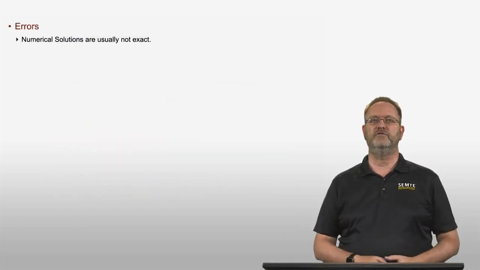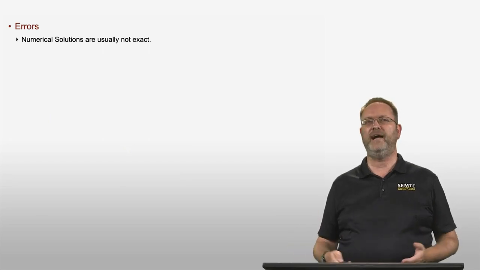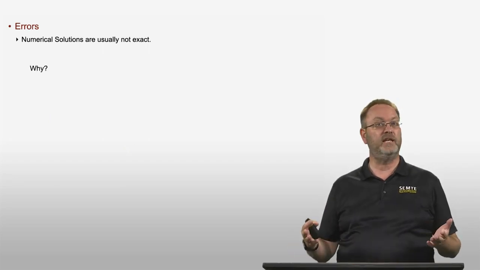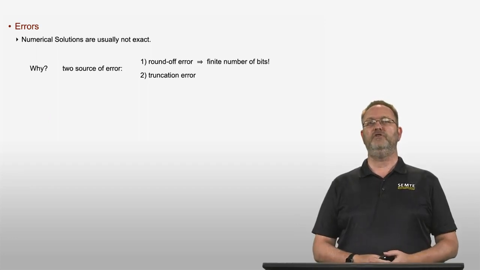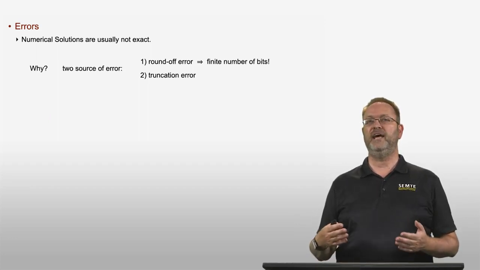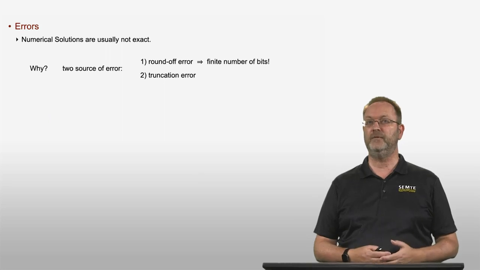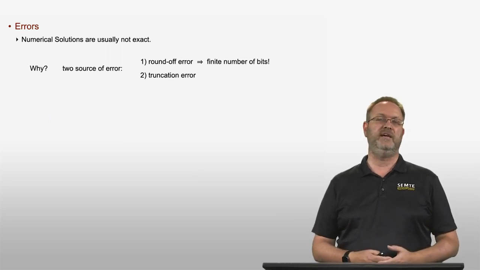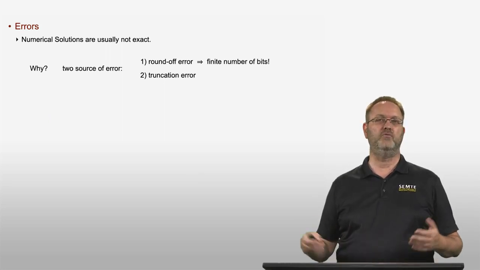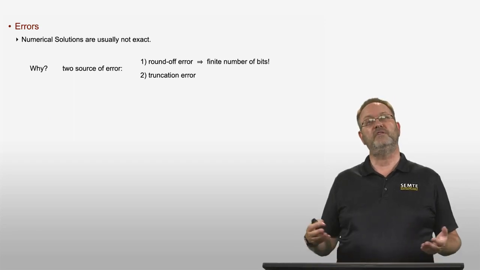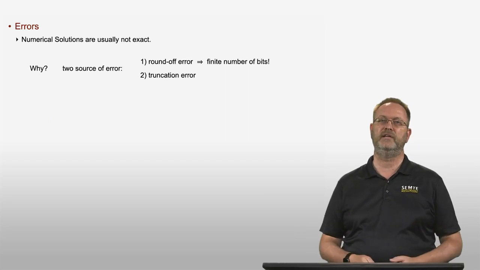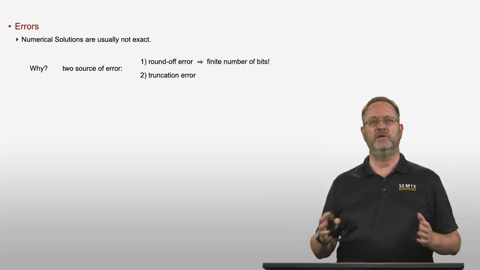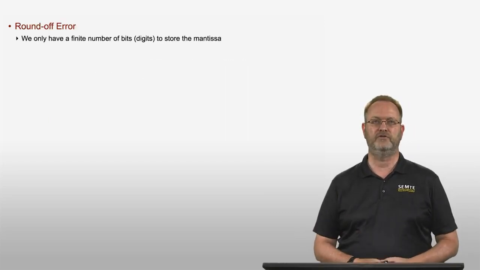Usually our numerical solutions are not exact. Why is that? Well, there's predominantly two sources of errors in our numerical methods. The first one is due to the fact that we only have a finite number of bits available to store our numbers, and that type of error is classified as a roundoff error. And then there's a second type of error, the so-called truncation error, that we will talk about in a subsequent video. So here we're going to focus on roundoff errors.